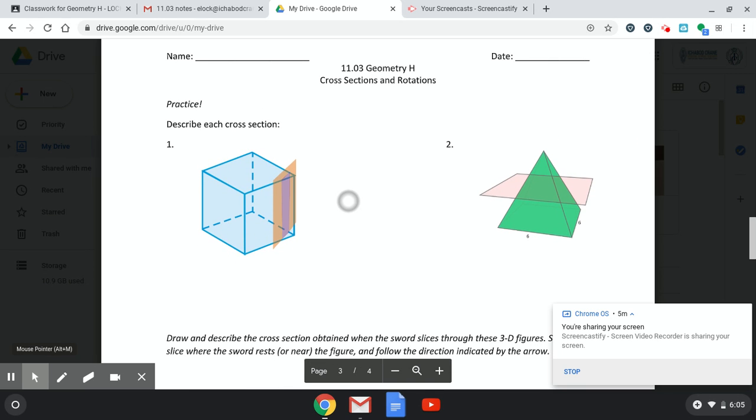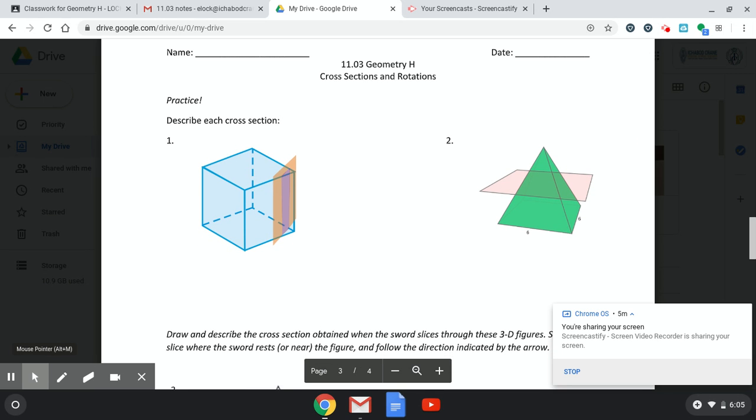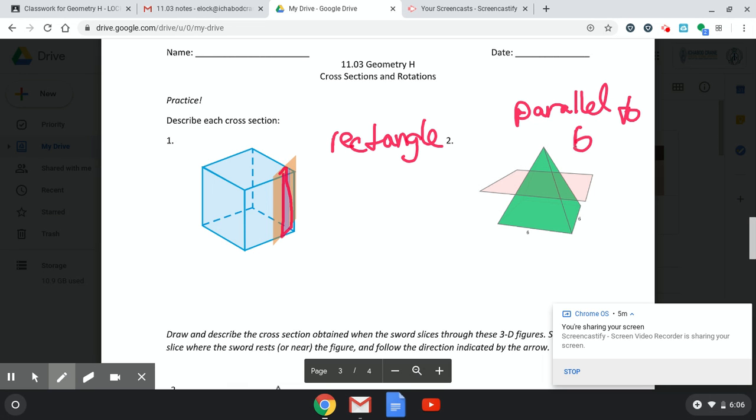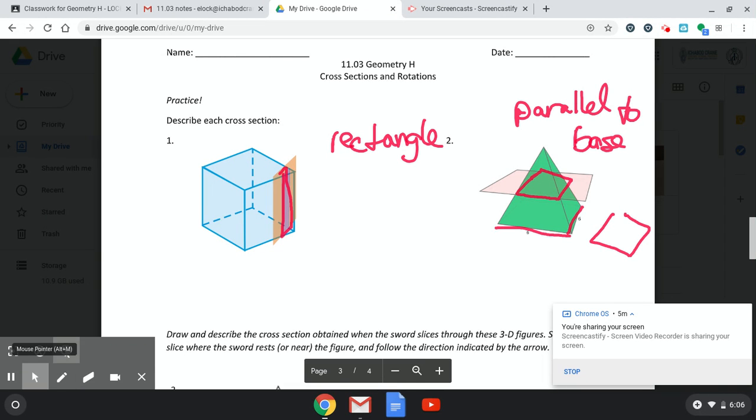And here's the practice page. So if you guys want to pause the video, try these on your own first and then review the answers to know that you're doing them correctly. This cross section is going to create a rectangle. This cross section goes parallel to the base. And that's going to create a square. And again, you can see that these sides were each 6 and 6, so that's how I knew it was a square versus a rectangle.